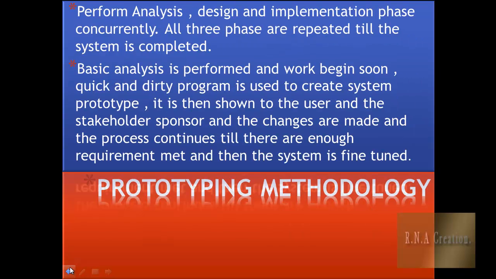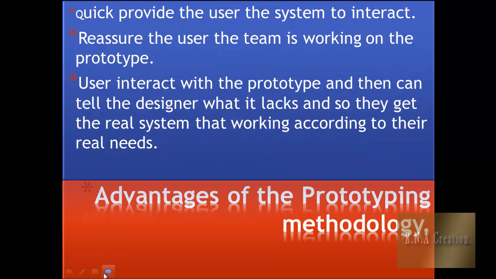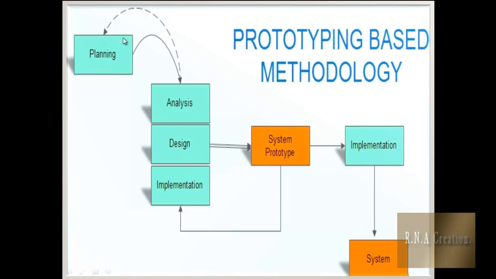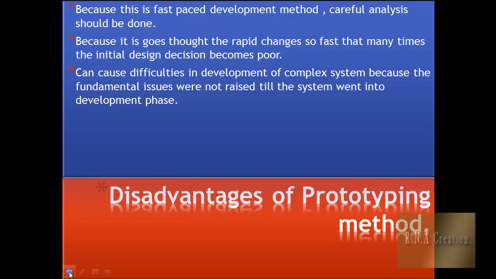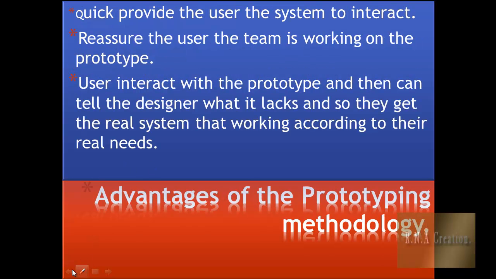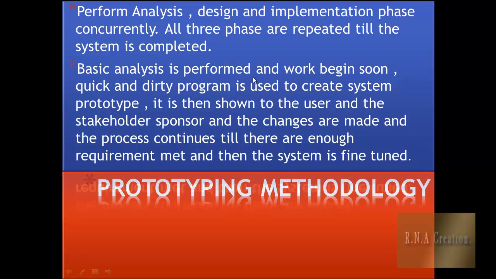Let's look at it. Basic analysis is performed and the work begins, as the diagram shows. You can see the planning is taking place, and then the work starts, and everything goes on in the same process in a loop. And the program is a quick and dirty program. What is a quick and dirty program? They create a fast prototype, a fast program, and then show it to the user, who accepts it and asks for changes. The changes are made, it is shown to the stakeholders who want to acknowledge it, and whatever changes need to be done are done again. It goes again into the same process.